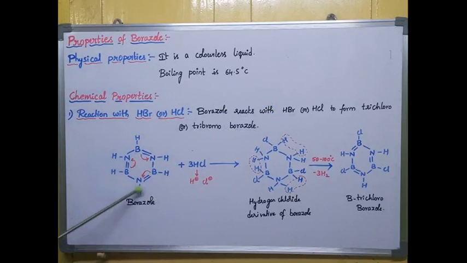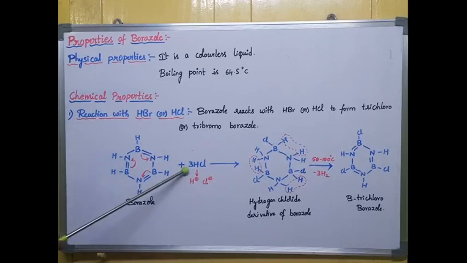I am taking the borazole first and adding 3 molecules of HCl. If you observe borazole, inside we have three double bonds. Among boron and nitrogen, nitrogen is more electronegative, so it attracts electrons towards itself. Boron is somewhat less electronegative. Nitrogen is more electronegative because of its small size. So when it attracts electrons towards itself, nitrogen gets a negative charge and boron gets a positive charge.